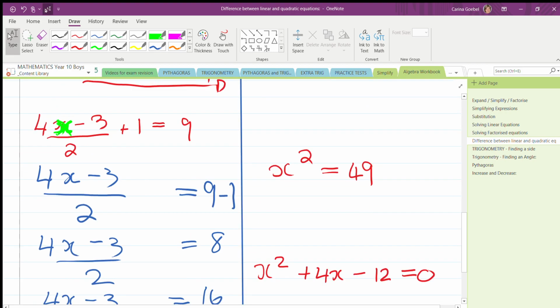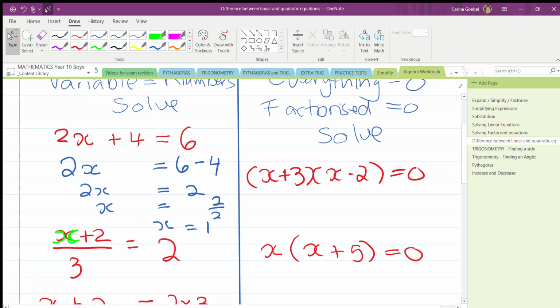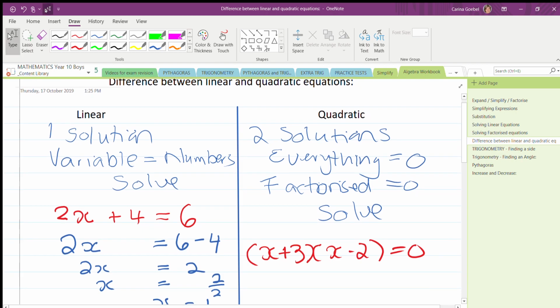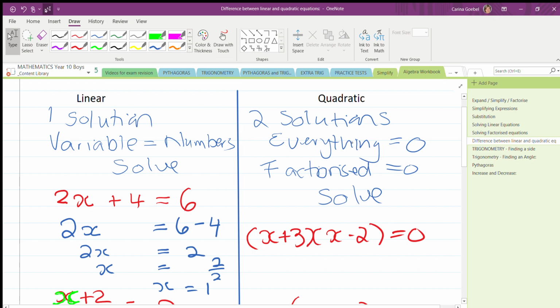Okay, let's have a look at the quadratic equations. With quadratic equations, as I mentioned, you will have two solutions. You want to put everything on one side. It has to be factorized, and then we can solve it. Now, if you look at this question here, we've actually skipped that first step because it's already factorized. Can you see this is factorized? So all you have to do is go ahead and solve it. So you have x plus 3 equals 0. x minus 2 equals 0.